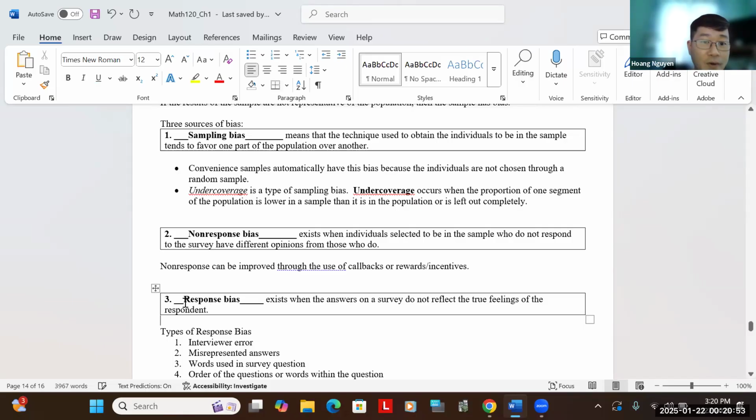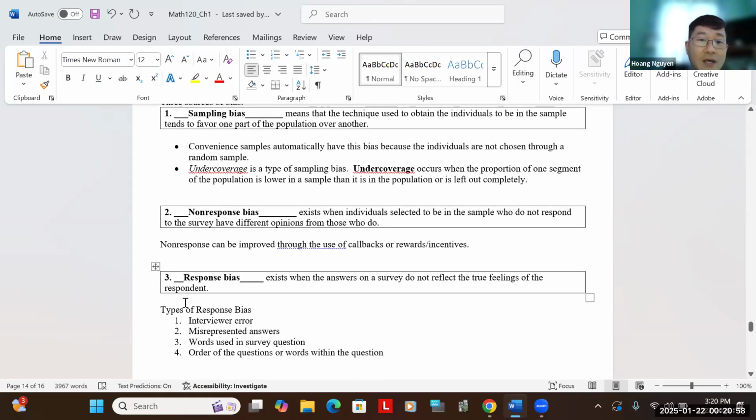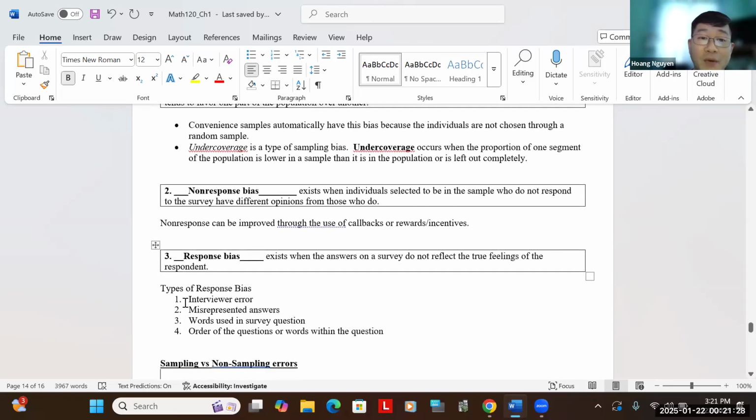The types of response bias might be interviewer errors, misrepresented answers, the wording used in the survey question, or the order of the questions. For example, instead of asking directly what the weight of a person is, you might give them a scale to select from, maybe less than 150 pounds or more than 150 pounds. So we reword the question to avoid response bias. That's response bias.